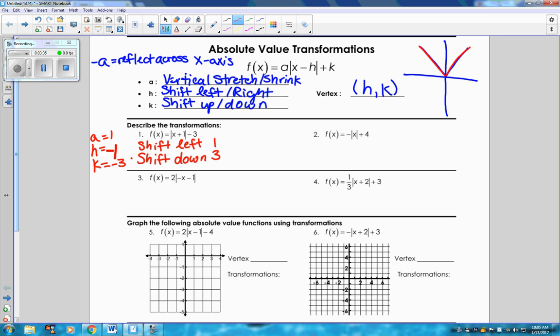On the next one, I'm not going to write it out. A is negative 1. So what does that mean? If A is negative, what happens? Reflect across the x-axis. What is H? 0. So does anything happen? What is K? So what happens?